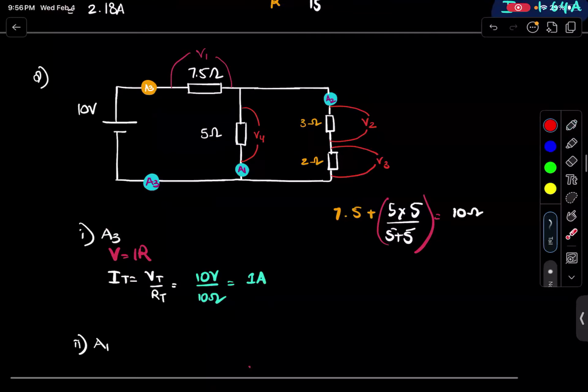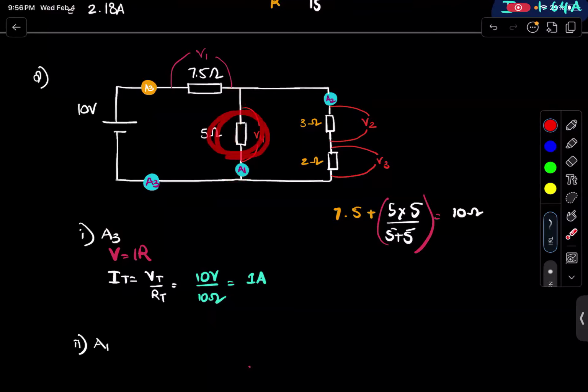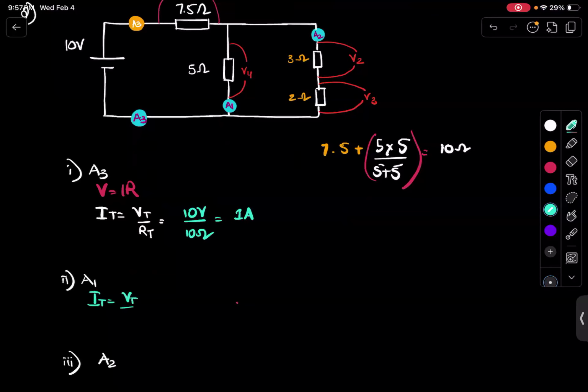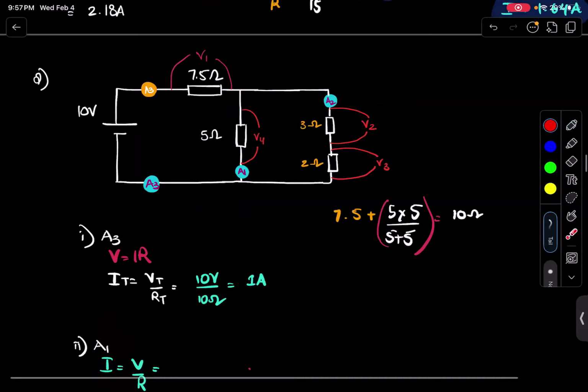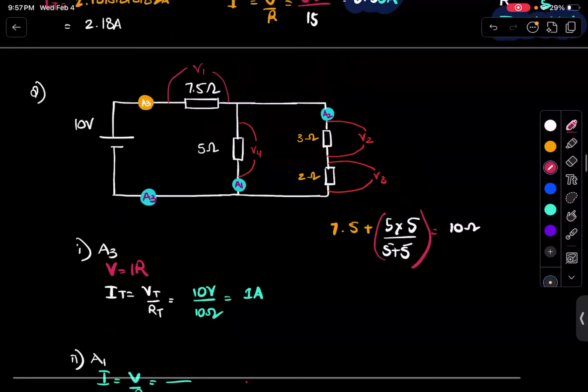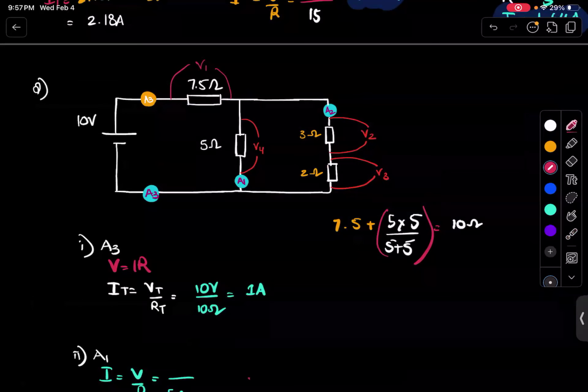So what about A1? A1 is this. Okay, so current going through this resistor. Let's check. So IT equals VT over RT. Okay. No, this isn't IT exactly though. This is just current going through that junction, V over R. Now, if you want to figure out the current going over here, you have to see what is the resistance. The resistance is 5 ohms. I know that. But what is the voltage going through this one? Is it 10 volts?